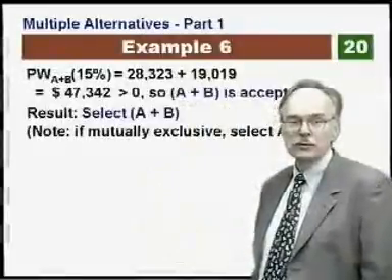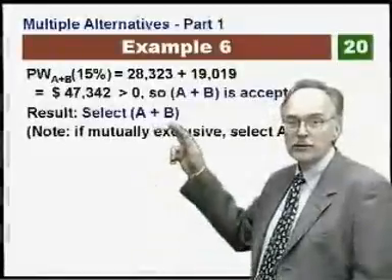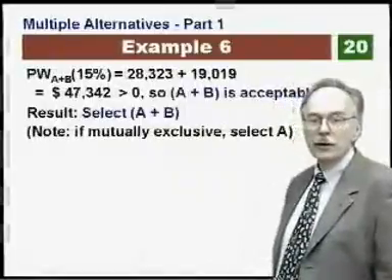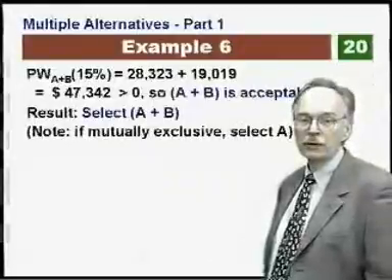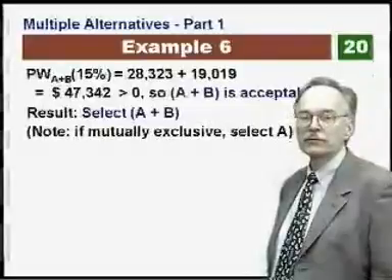We only had 4 options, including the do-nothing alternative. There's no budget constraints, so we pick the option that has the largest present worth. That's the combination alternative. Note that if we had mutually exclusive projects, we would select alternative A because it had the larger present worth. Its present worth was larger than that for B.